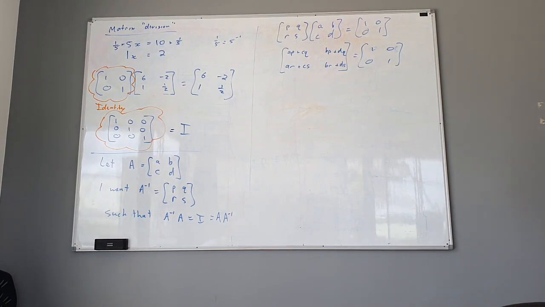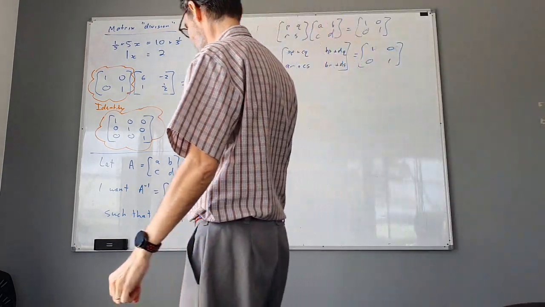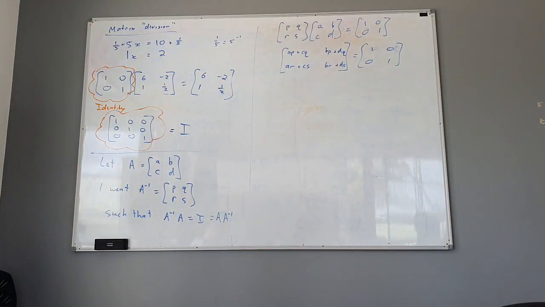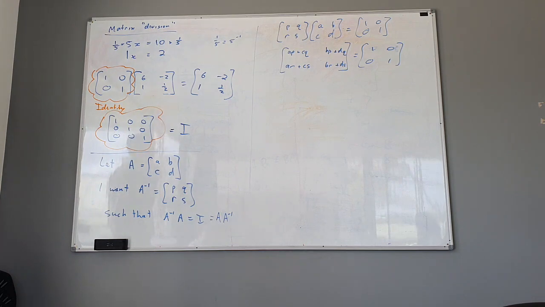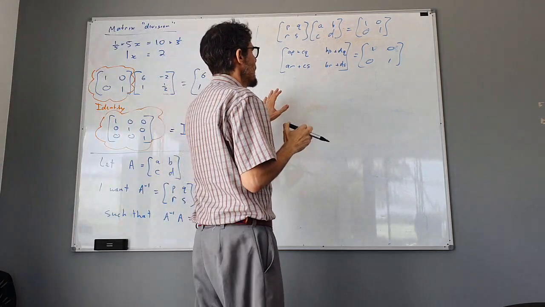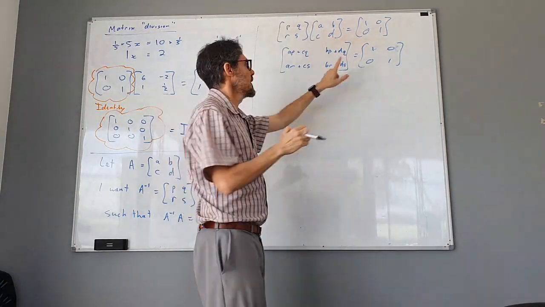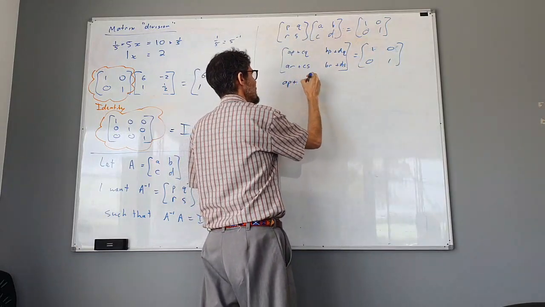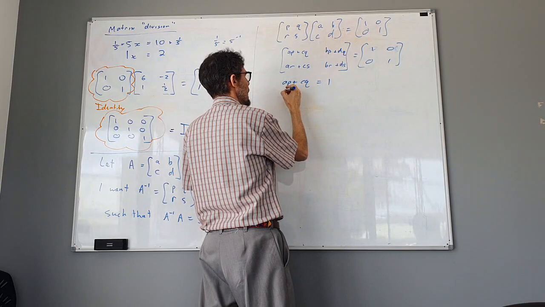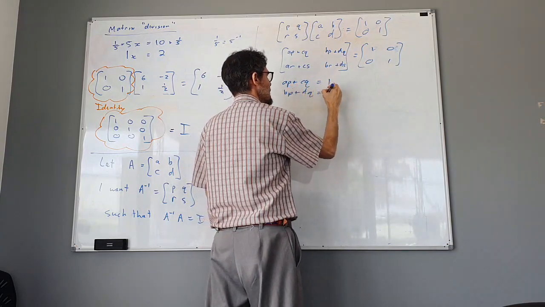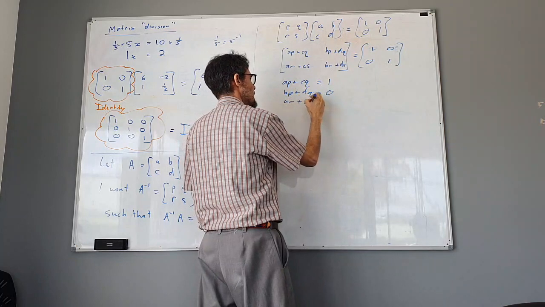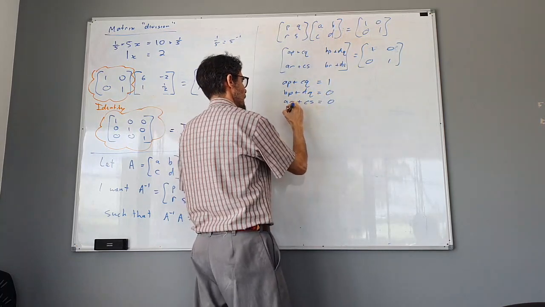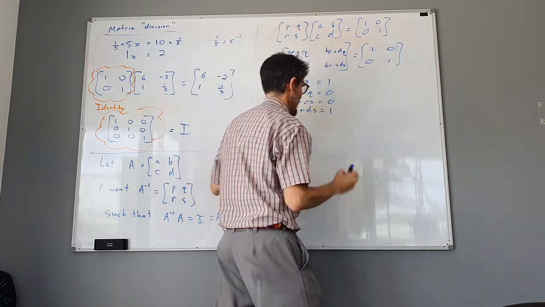Check yours against mine. Do we agree? Andy, you okay? Yours right? Rain, you agree with me? Okay. If these matrices are equal, then each of these components must be equal. AP plus CQ is 1. BP plus DQ is 0. AR plus CS is 0. BR plus DS is 1.